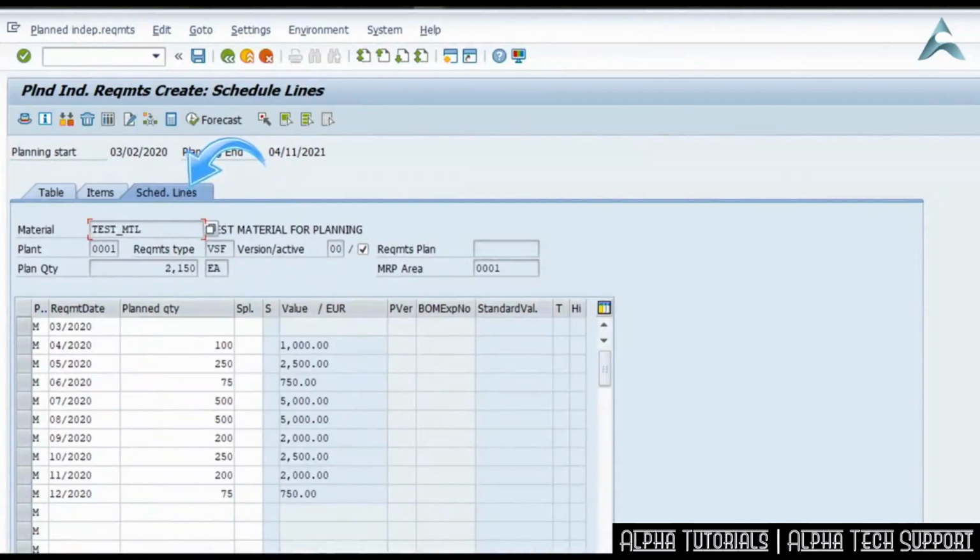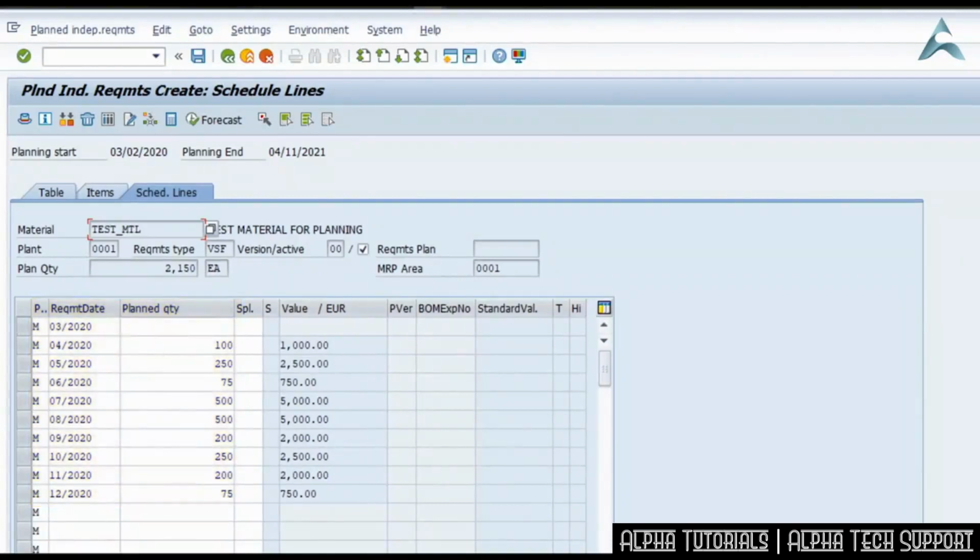You can see I have the same exact data displayed, just in a slightly different format. My material, my plant, my requirements type, the VSF, as we learned in our session earlier. The total forecasted quantity will be displayed as planned quantity, which you'll see is 2,150 eaches. That's my total forecasted quantity as a sanity check. And then it's broken down by schedule lines in the grid below. And the M again indicates it's a monthly period, and the requirement date is the monthly buckets.